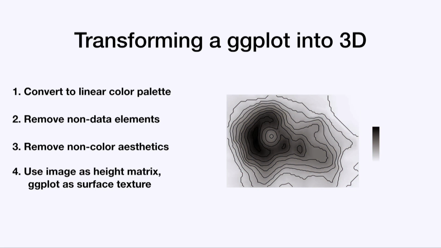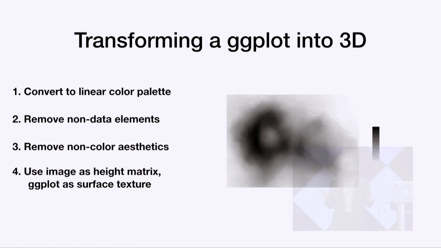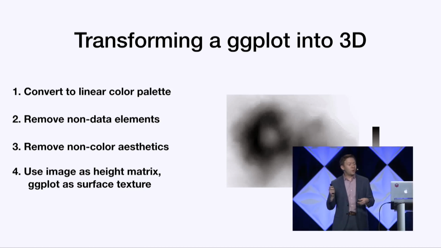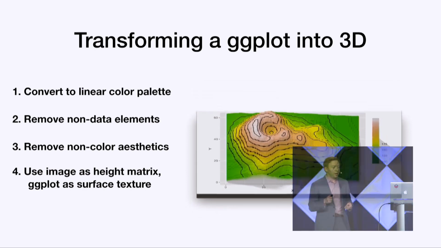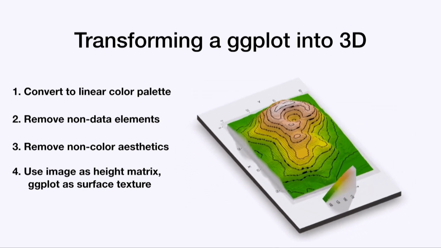We then strip out all the non-color elements and non-data elements: axes, labels, backgrounds, text. Our grayscale image now represents a height map of the surface. We then drop this into plot3D along with the ggplot texture, and now we have our 3D ggplot.